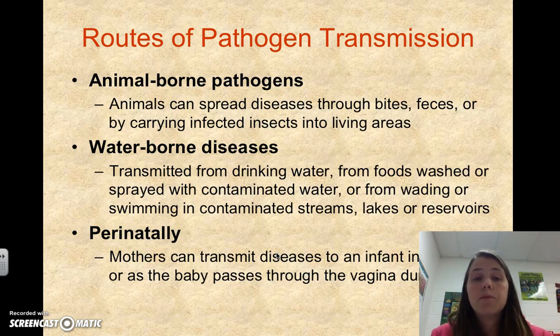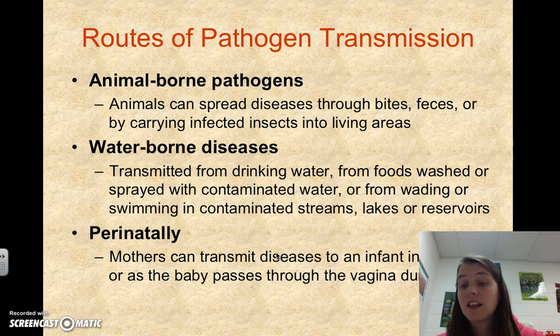There are the animal-borne pathogens. These are ones that animals spread, and they can spread them either by biting or sometimes through their poo or by carrying infected insects. So insects actually carry it, but the animals carry the insects into areas that you live in. So if your dog picks up a tick and that tick has Lyme disease, you can catch Lyme disease if that tick bites you.